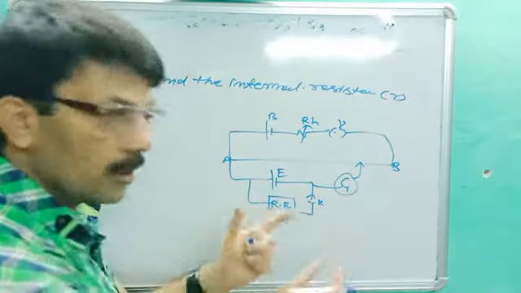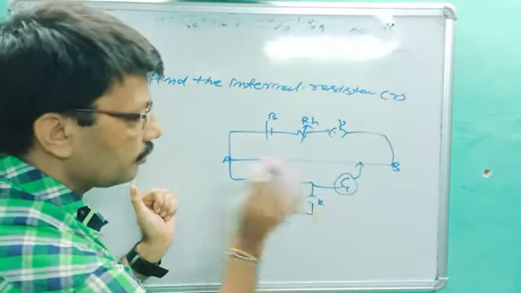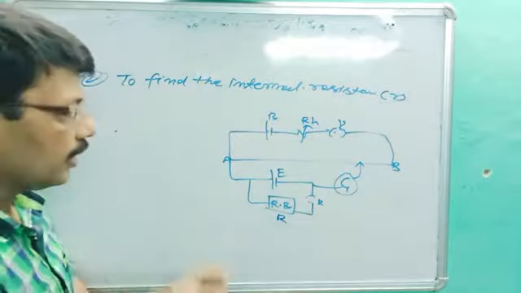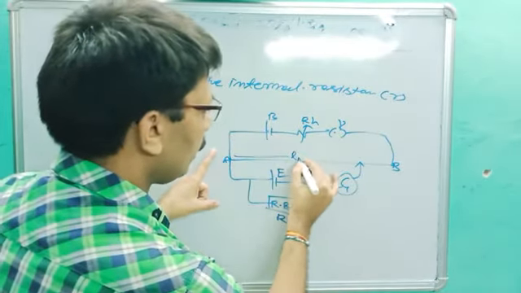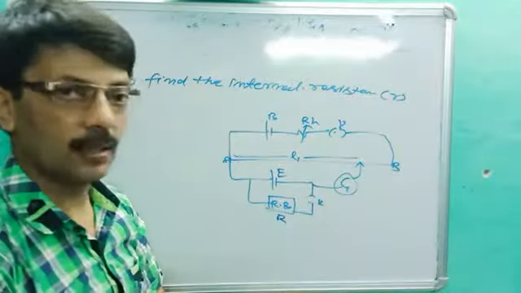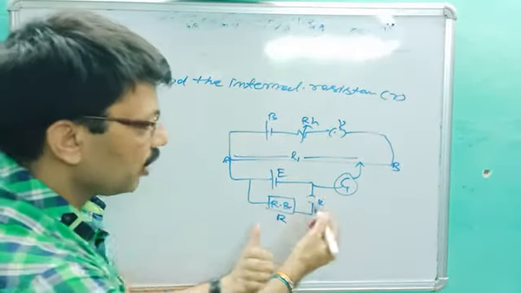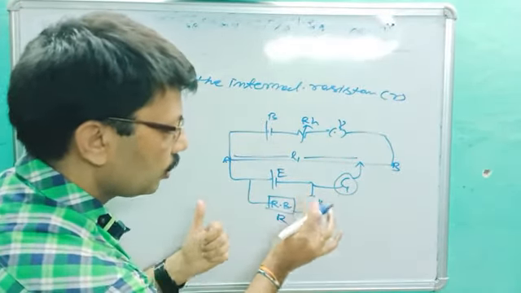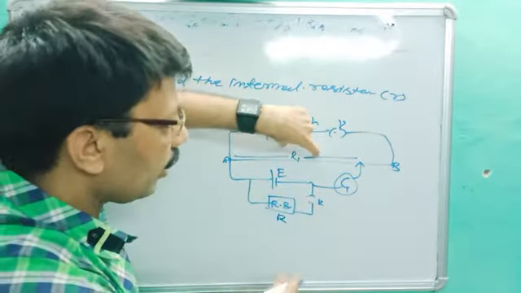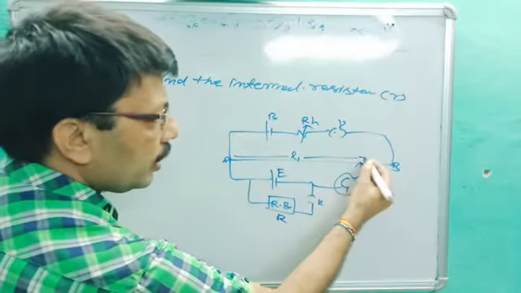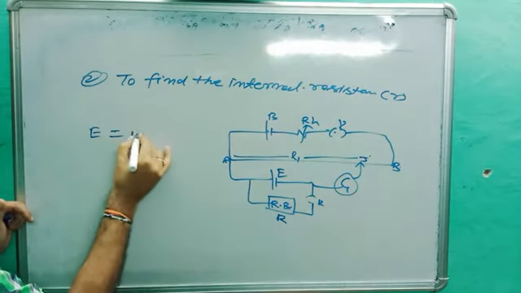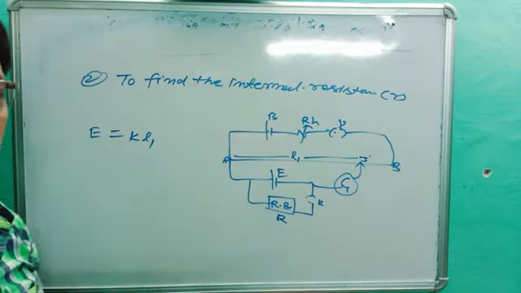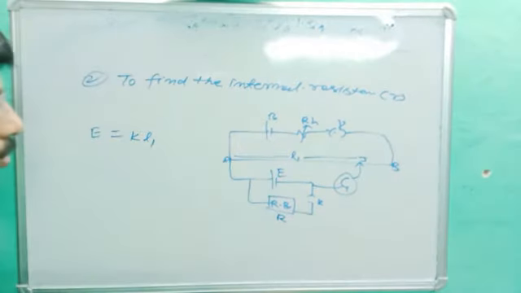First, see the process. First turn off the key, and slide the jockey from A to B. Let's suppose this length is L1 where you got null deflection. Only the cell is working, not the resistance box, because the key is off. At J you are getting null deflection, so what we get here? Very easy. E is equal to KL1.